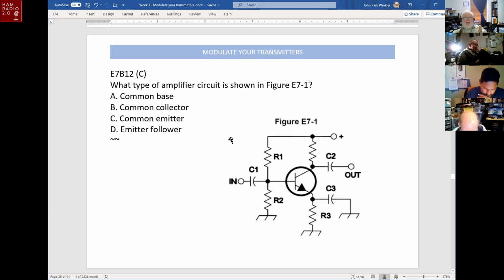What type of amplifier circuit is shown in figure E7-1?